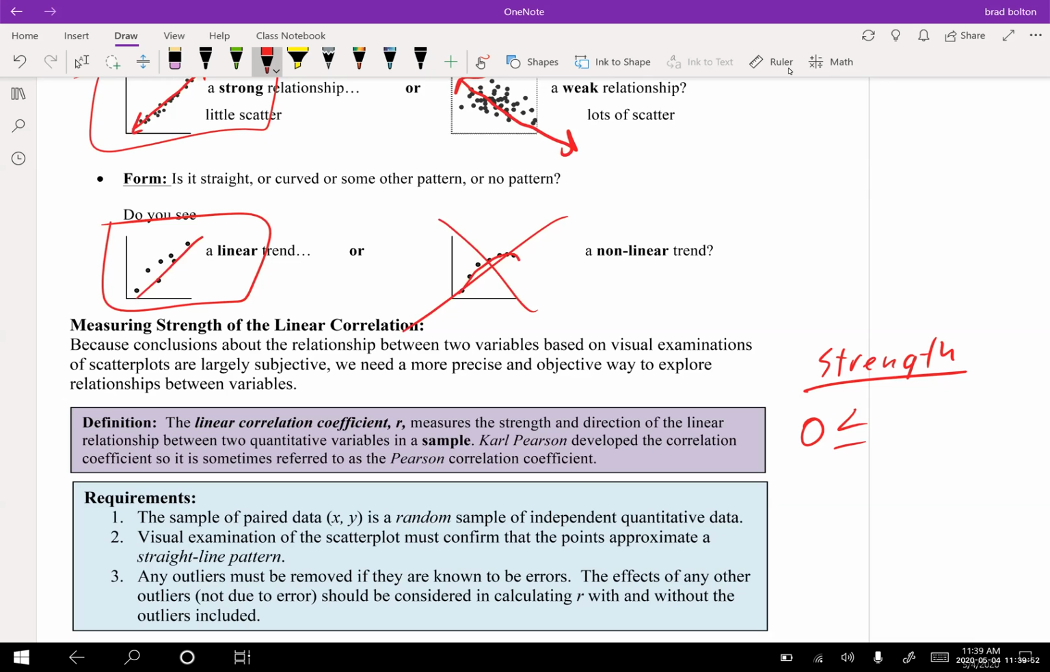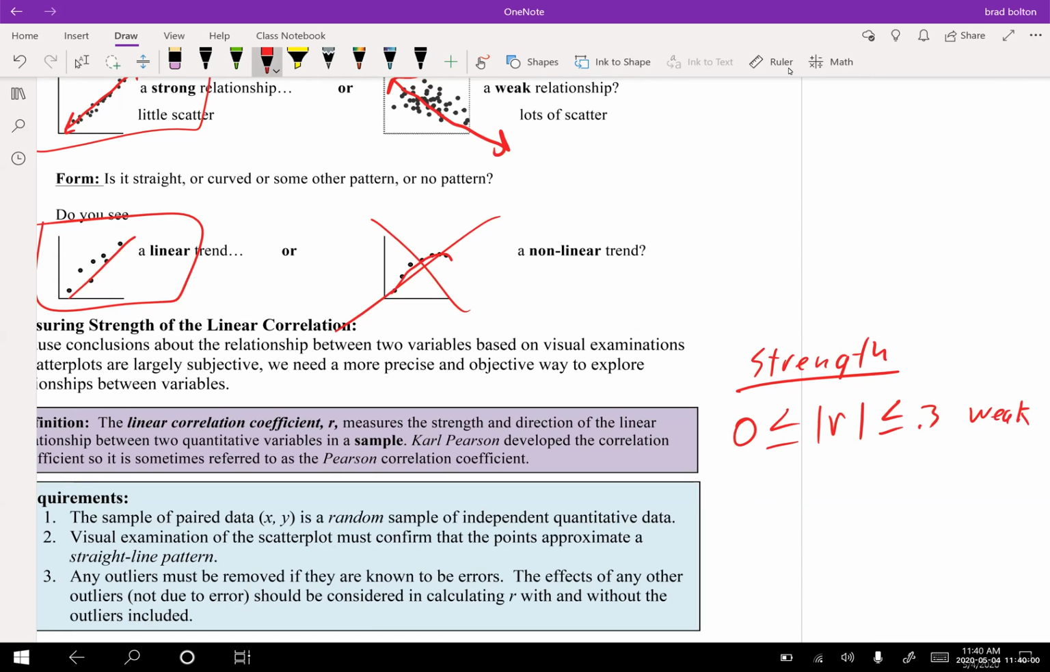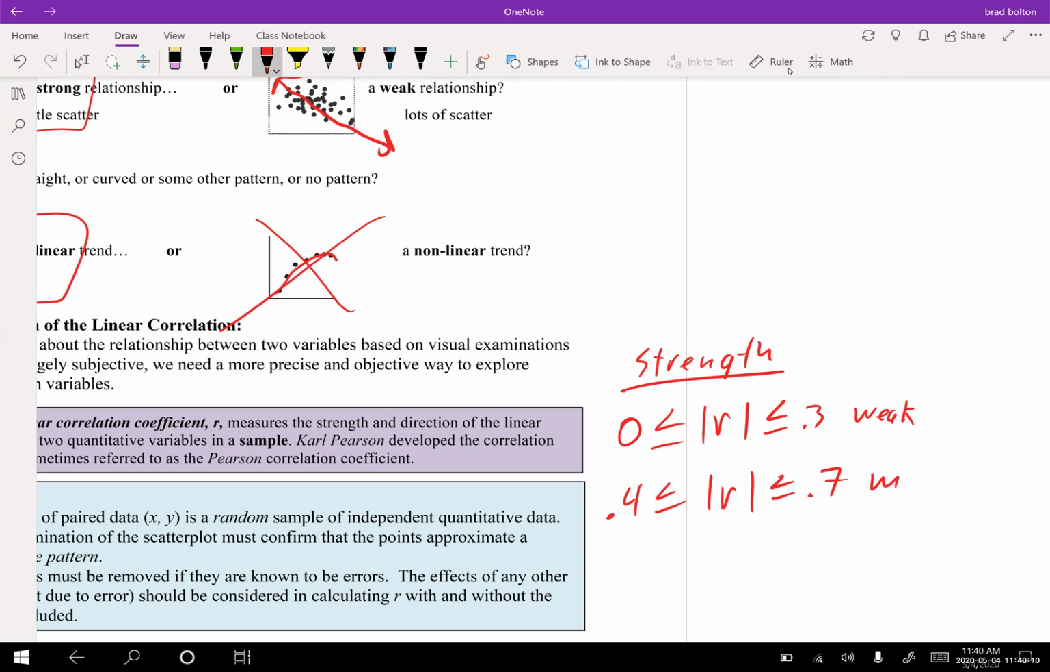If the absolute value of R is between 0 and 0.3, we're going to call this a weak linear relationship. If the absolute value of R is between this and 0.7, we're going to call this a moderate linear relationship. And then we're going to have 0.8. We're going to call this a strong linear relationship.